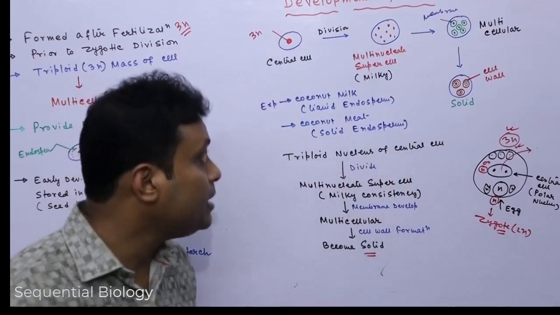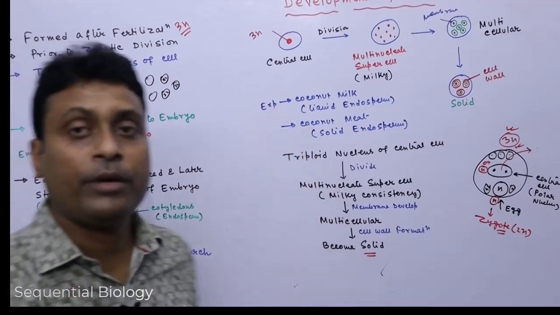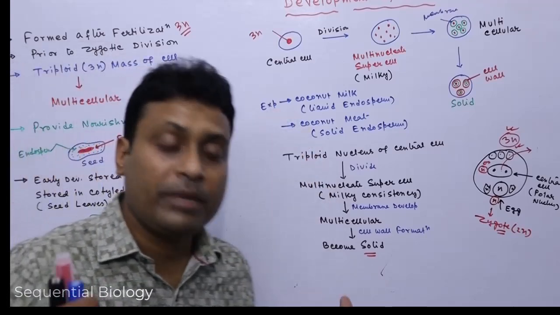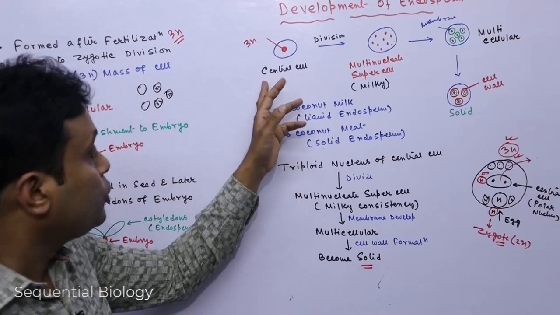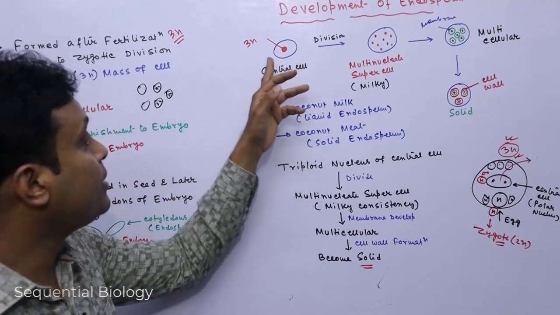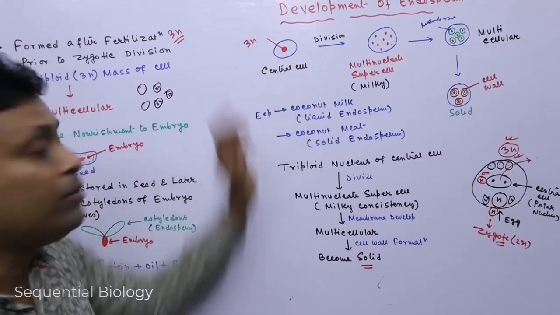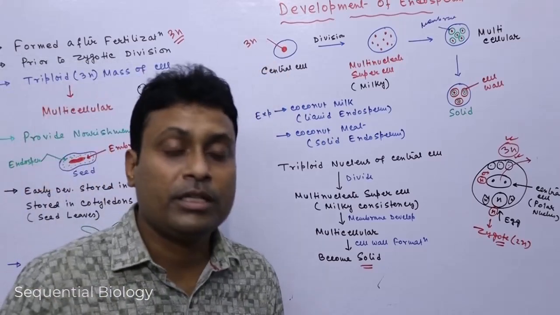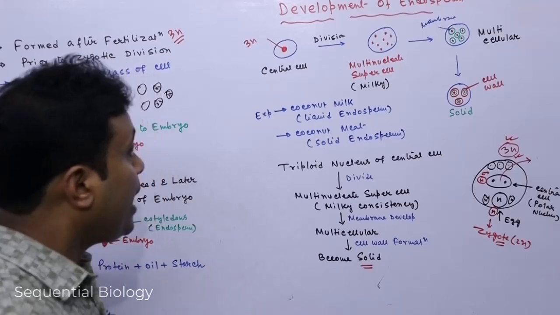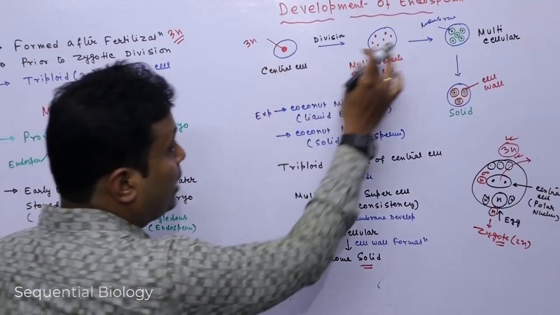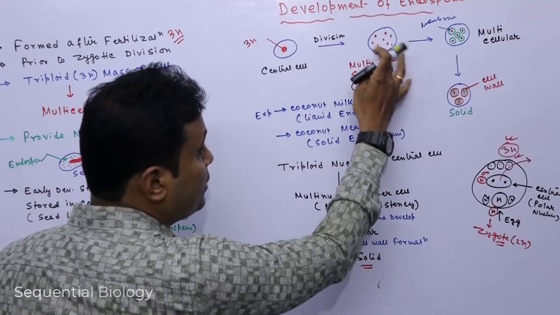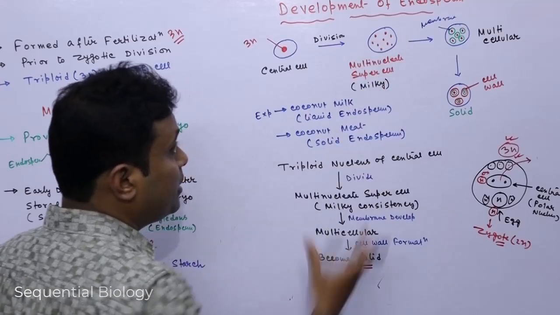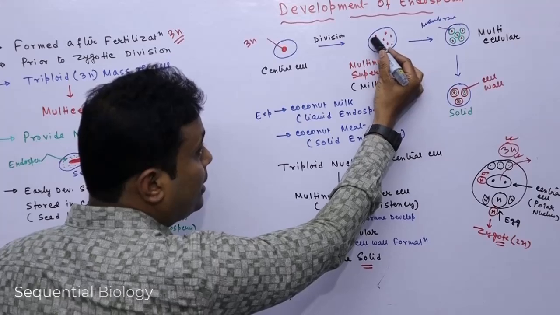Now we will see the process of development of endosperm, how endosperm is developed in case of angiosperm. Now see, this is the central cell, and in this central cell the triploid nucleus is present because this is formed due to the double fertilization, okay, and this nucleus undergoes free nuclear division and this will form the multinucleated structure. This is one nucleus, another nucleus, another nucleus.